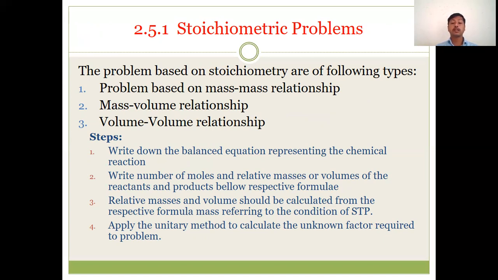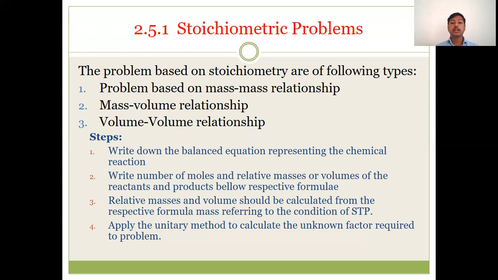Here, the first step is to write down the balanced equation representing the chemical reaction. As in a previous slide, in that forward arrow, the left side indicates the reactants and the right side indicates the products. So the first step is to write down the balanced equation representing the chemical reaction.